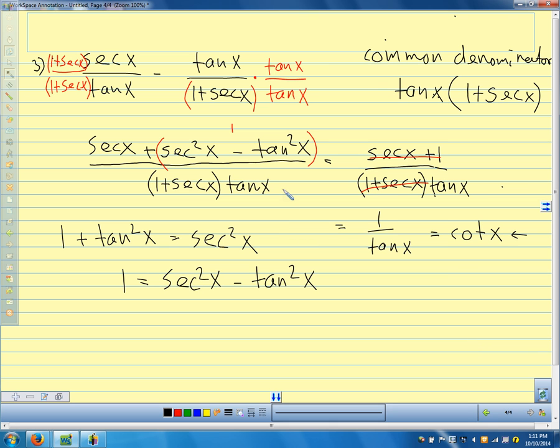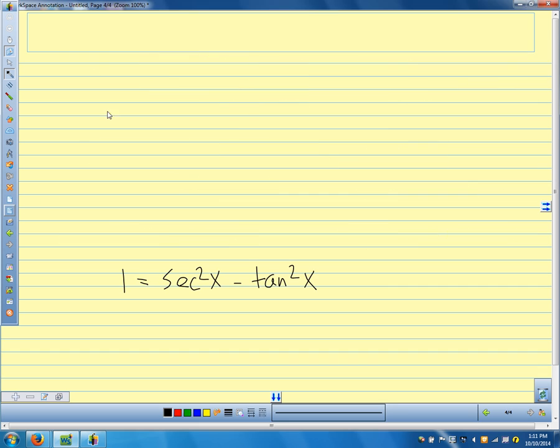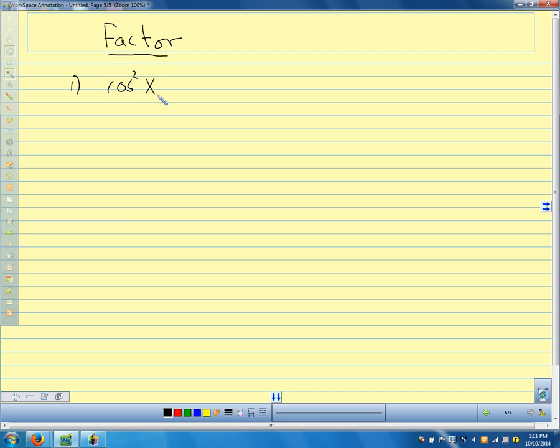All right. Let's look at a different kind of problem. So these were simplify problems. Let's look at factoring. So these next ones we want to factor. First one is cosine squared x minus 1.